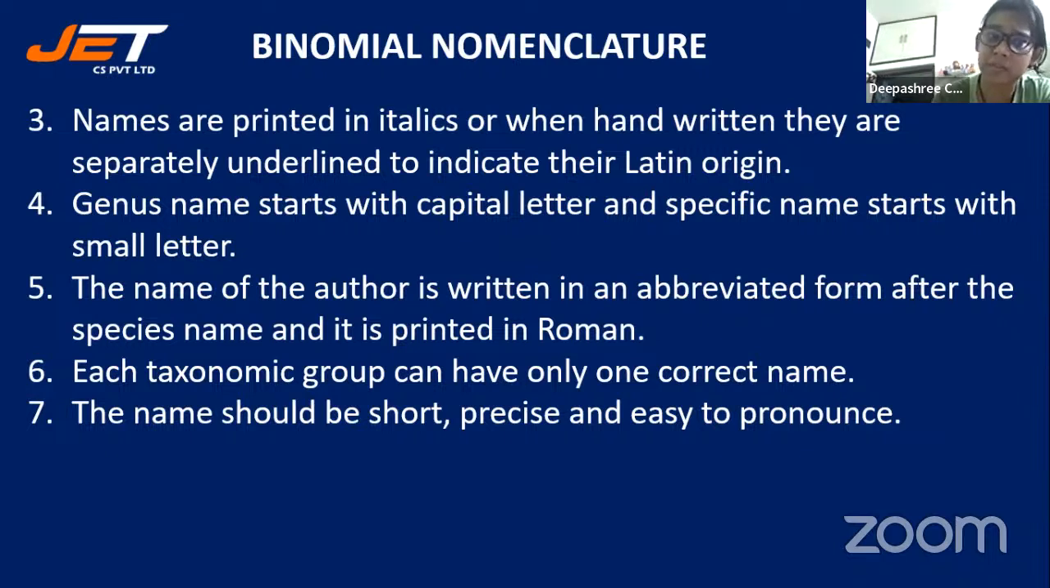We generally don't do this, but sometimes we also take this point into consideration. Each taxonomic group can have only one correct name. That means a tiger can have only one scientific name. Mango can have only one scientific name. Local names of mangoes can vary, but the original scientific name can be only one. Like we all have only one name, right?